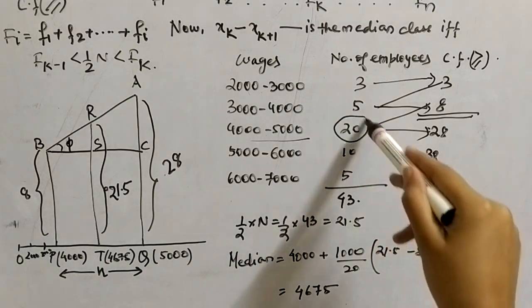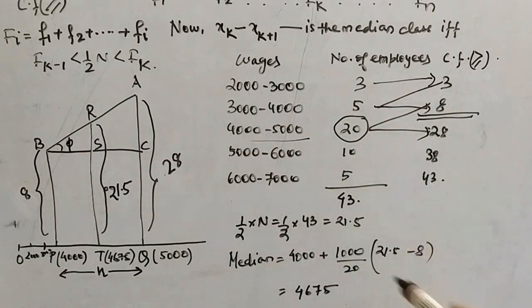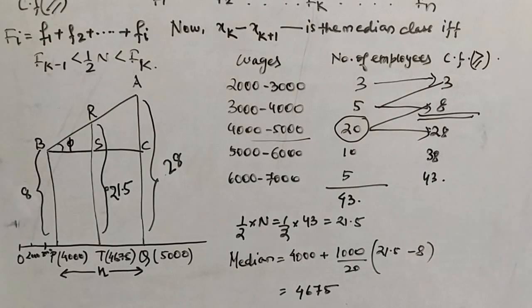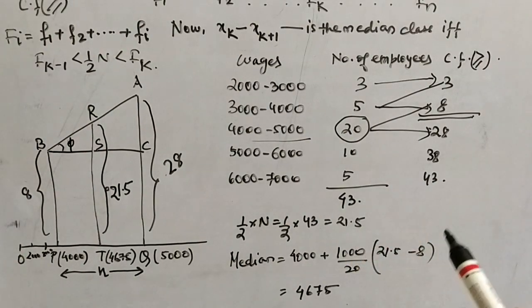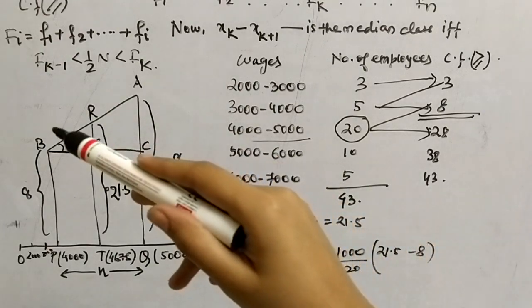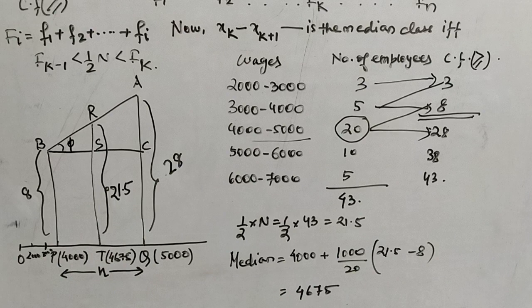Frequency of that particular class is 20, multiplied by n by 2. And what is n by 2? N by 2 is 21.5 minus the cumulative frequency of the preceding class. Cumulative frequency of the preceding class is what? BP. Now after calculating, you will get this median to be 4675, and this 4675 is nothing but OT. Okay, this is the clubbed formula.